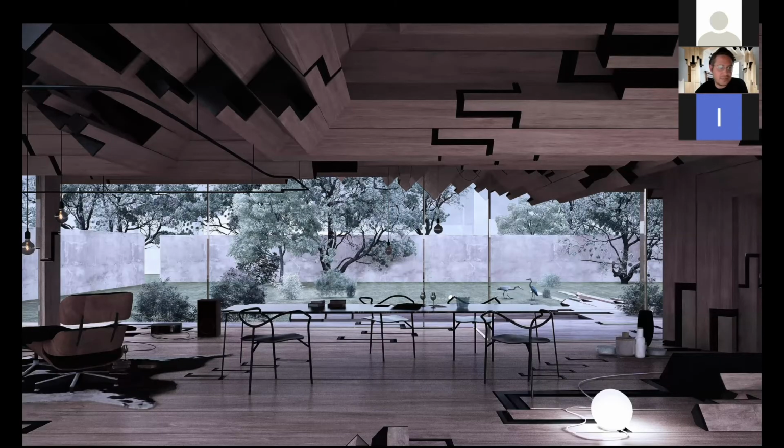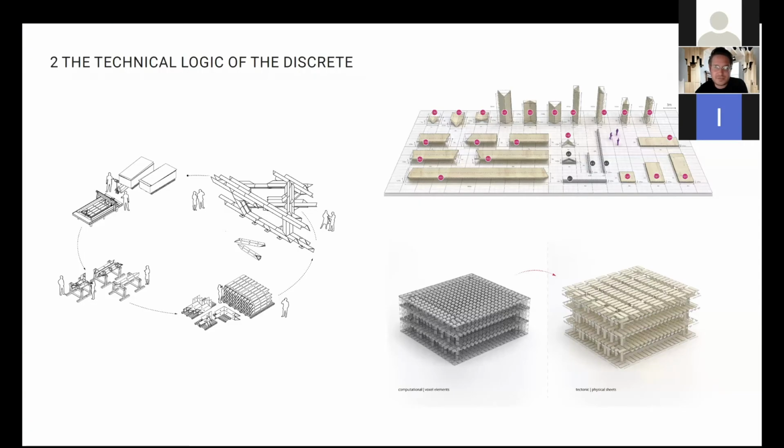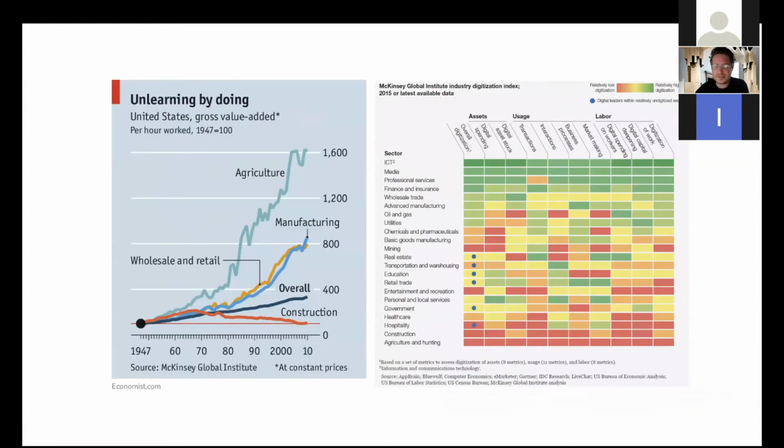And then the second one would be the technical logic of the discrete. So beyond the architectural questions, there's obviously also a technical logic and a technical premise. And I already spoke about the platform. I already spoke a bit about prefabrication. And the importance of that, which you probably all know, is that the construction industry has not increased productivity since 1947. It's still the least digitized industry in the world.